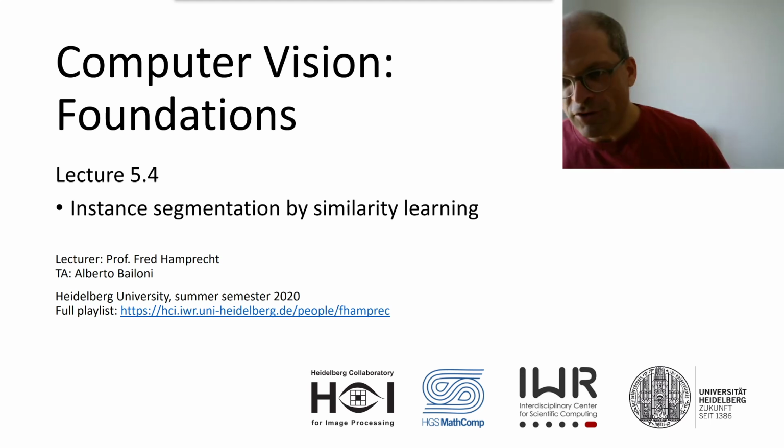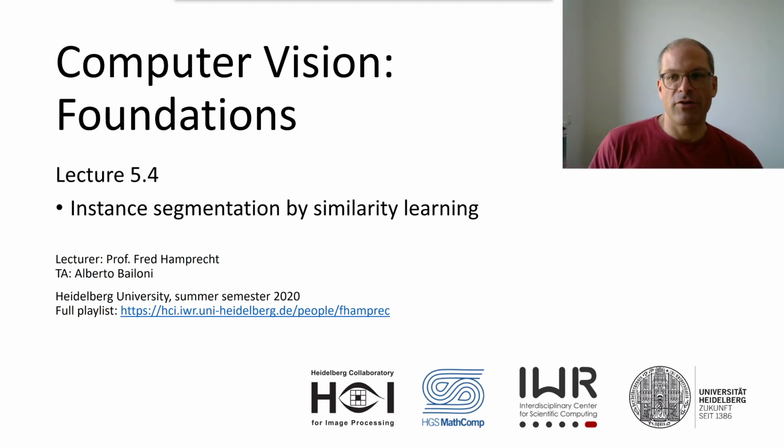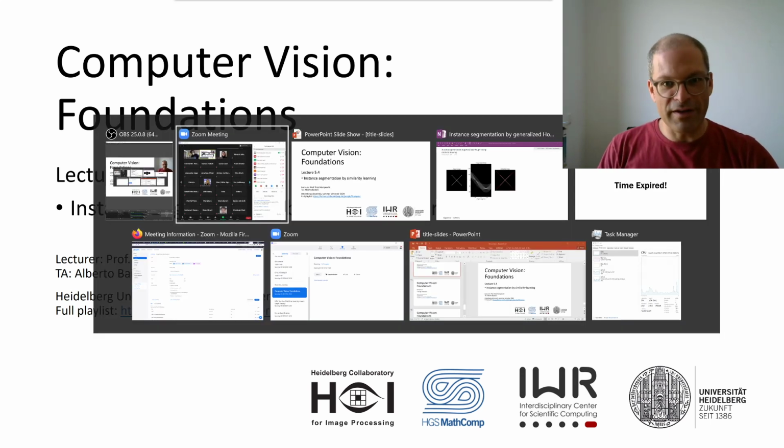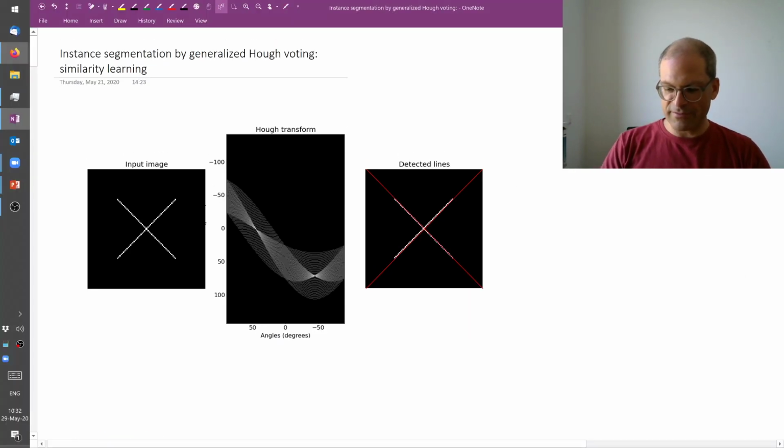So now that we've looked at the Hough transform, I want to come back to instance segmentation and add probably the most important range of techniques for bottom-up instance segmentation, namely by means of similarity learning. So where's the connection to the Hough transform that we've just been discussing?